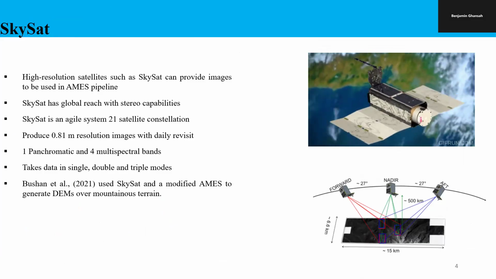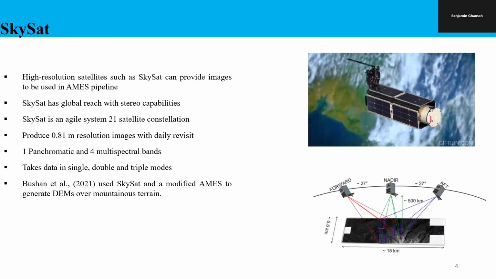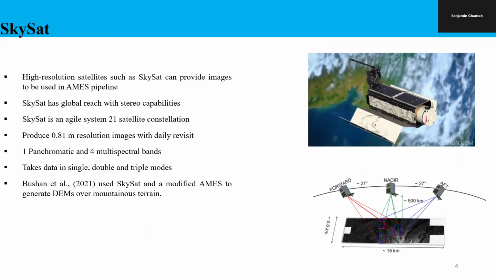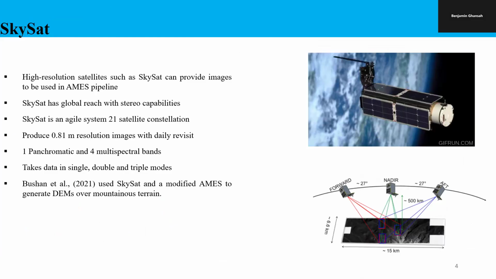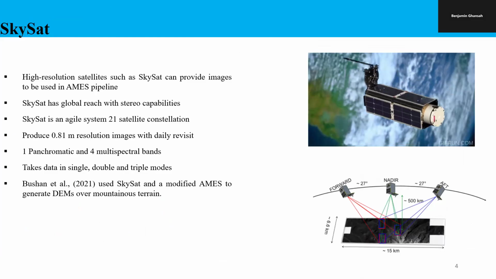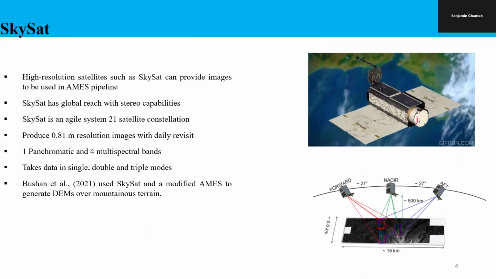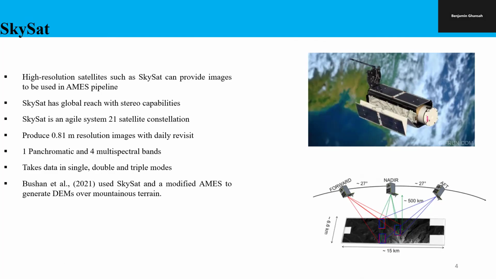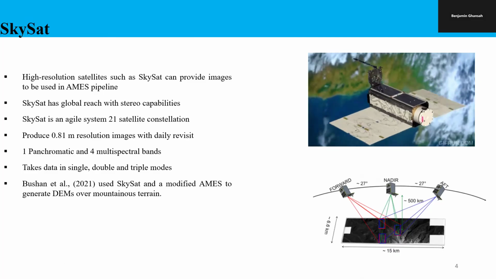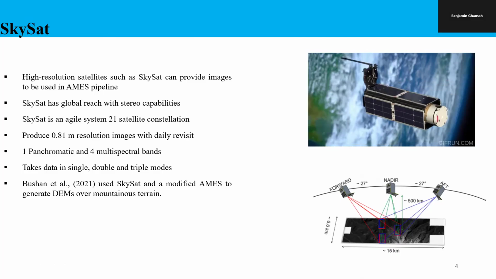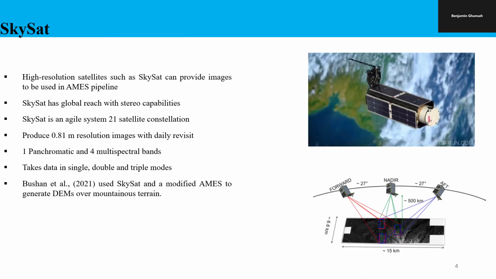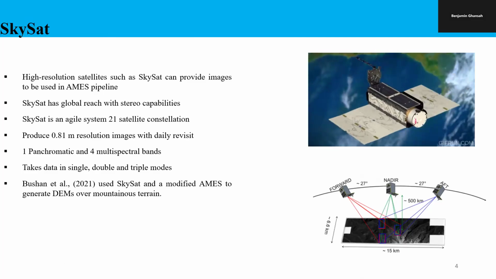In addition to the stereophotogrammetric workflow, high-resolution satellites such as SkySat can provide images that can be used to feed the AIMS pipeline. SkySat has a global reach with stereo capabilities and currently has 21 satellites in the constellation, and they provide multispectral data at 0.81 meter resolution with almost sub-daily revisits. And Christian Itel used SkySat and the modified AIMS to generate canopy height information.